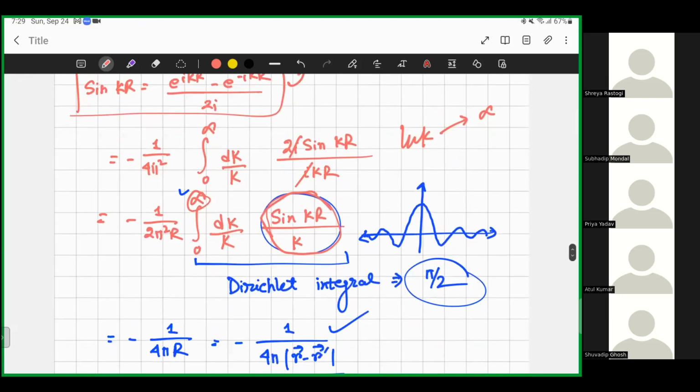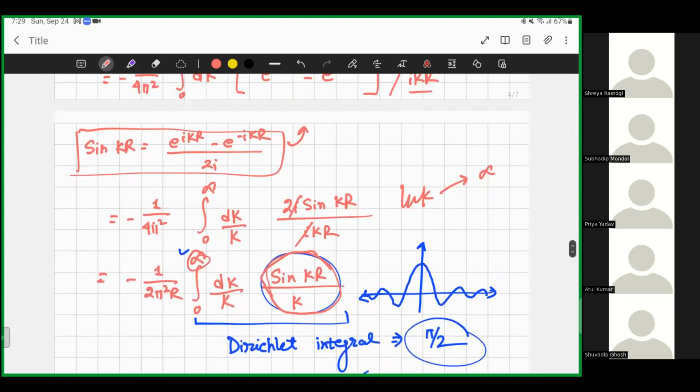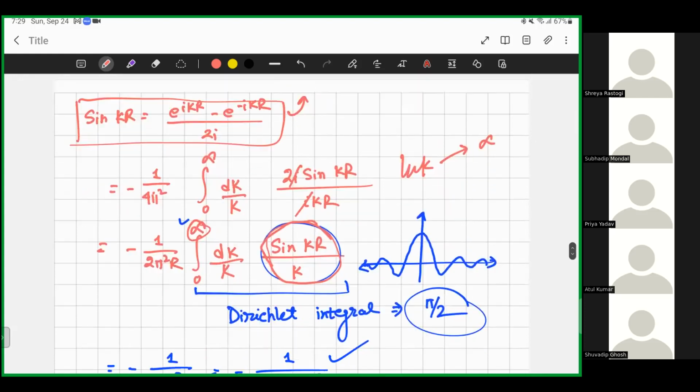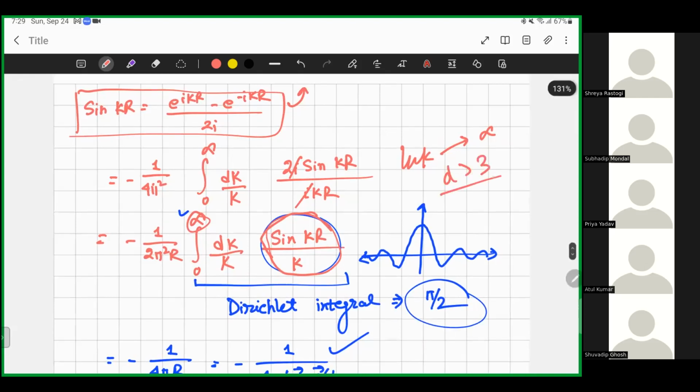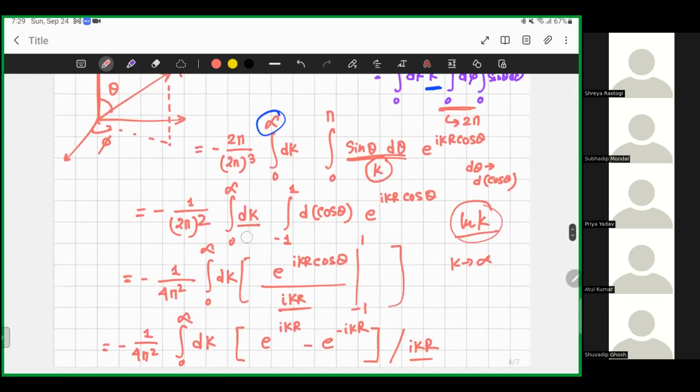We can do it by making a shift from k to mu, something like that, but this is a more rigorous calculation. You can think of it like this: when it is more than 3 dimensions, d greater than 3, then what happens is that in 4 dimensions, a 1k will be there.